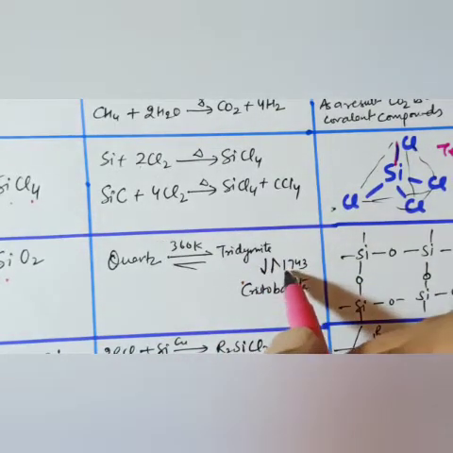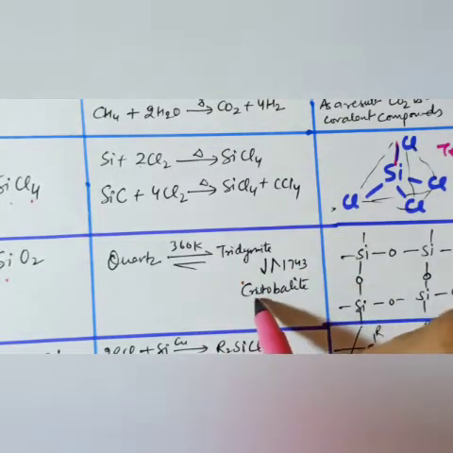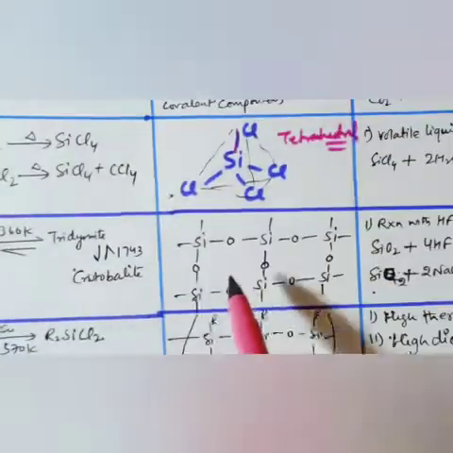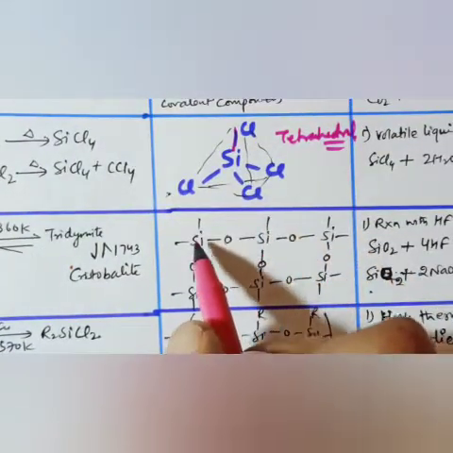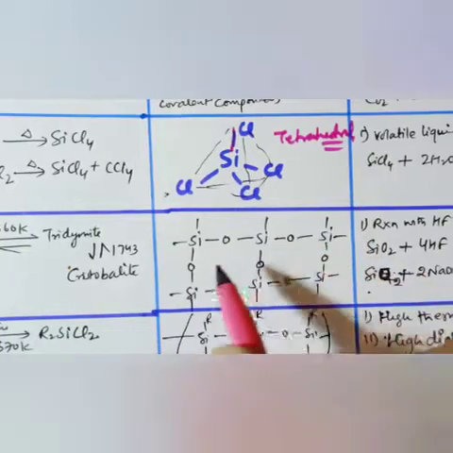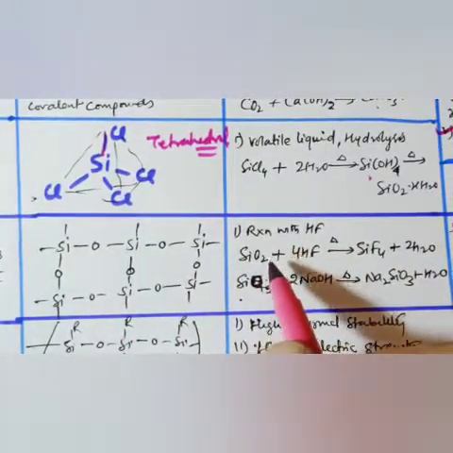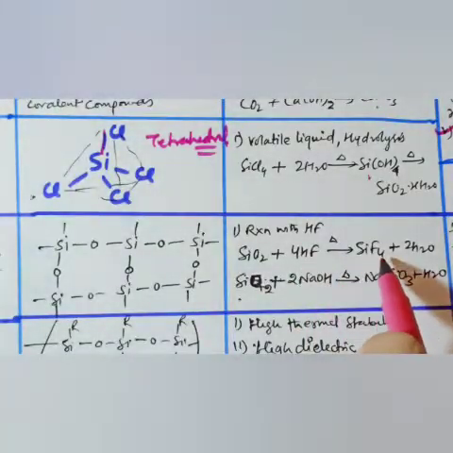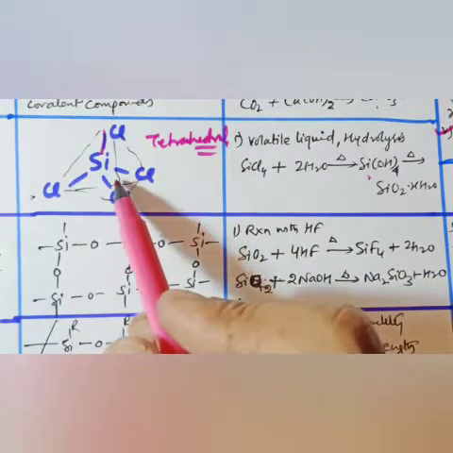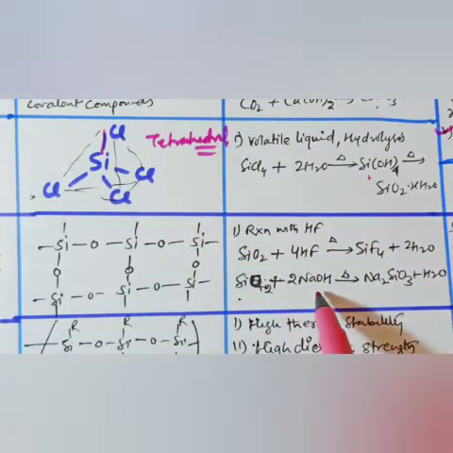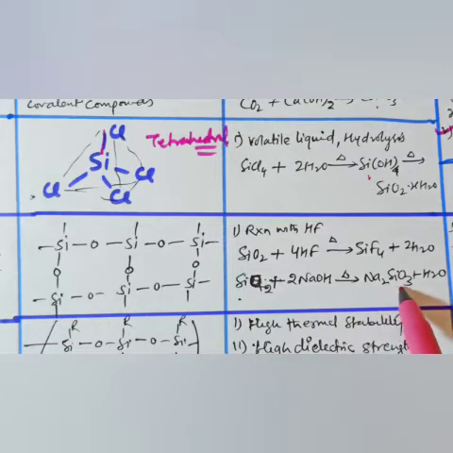Tridymite at 1743 Kelvin will convert to cristobalite. This is the general structure, very simple: silicon, oxygen, silicon is silicon dioxide. Its reaction with HF will give us SiF4, similar to SiCl4. It will react with alkali to convert into sodium silicate.